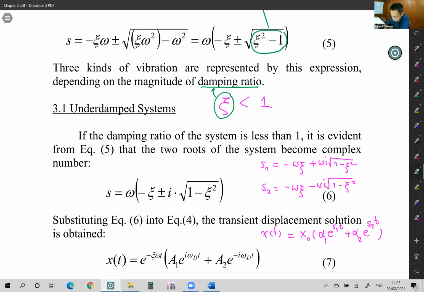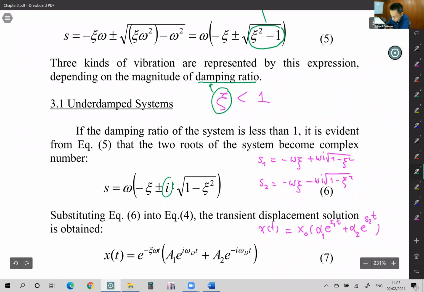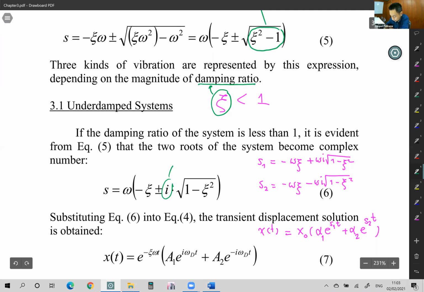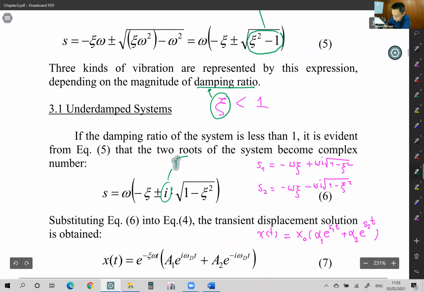Let me remind you that this I is nothing, it's just the square root of minus 1, right?